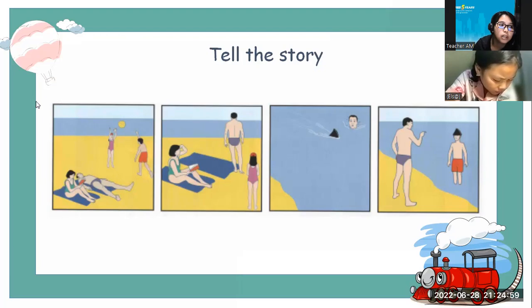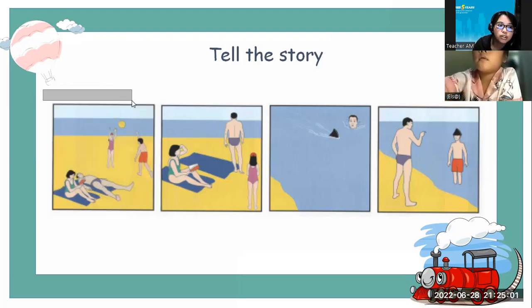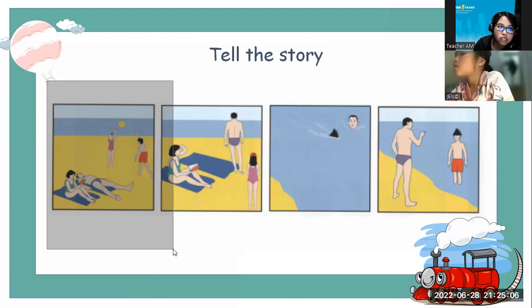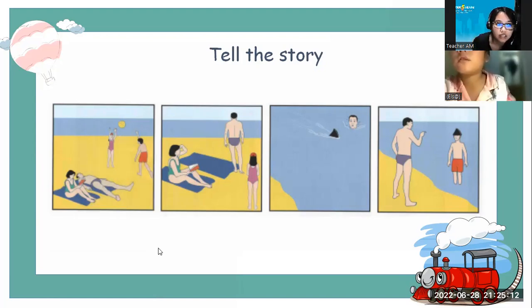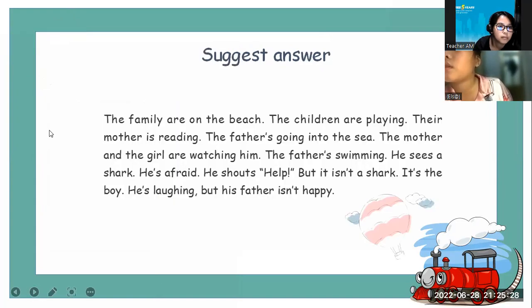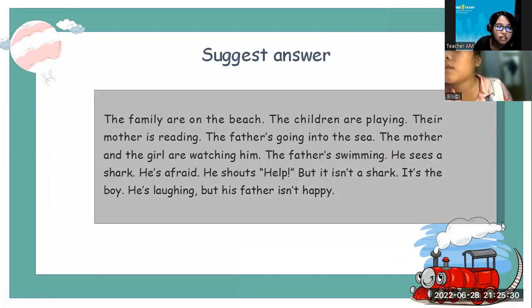For example, in the first picture, I can see four people at the beach. They are playing volleyball. One is lying on the sand and one is reading. Okay, that's it. I don't know. Okay, so kindly read this one. This is the answer.